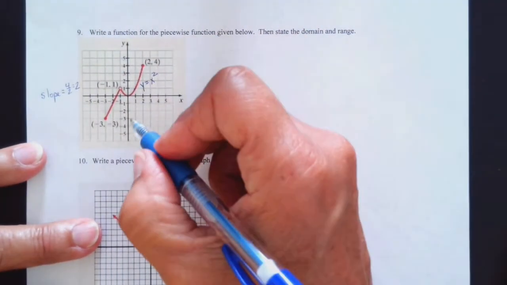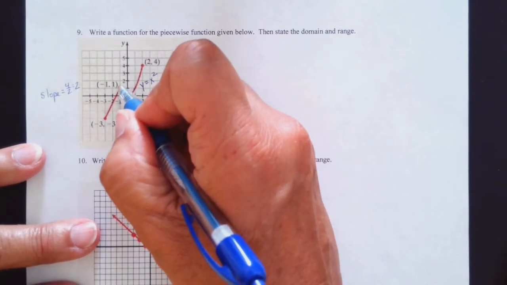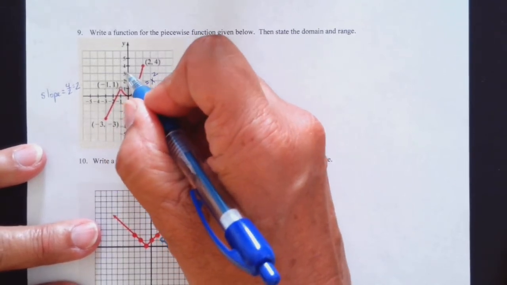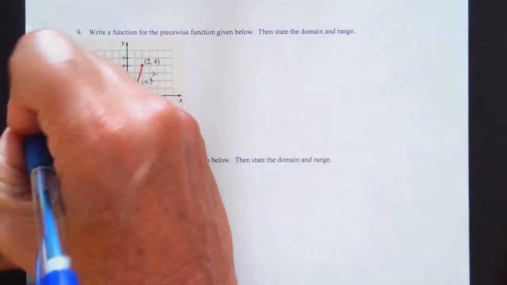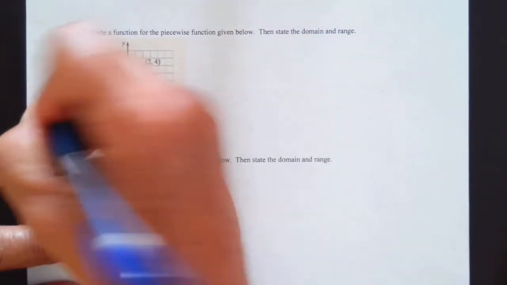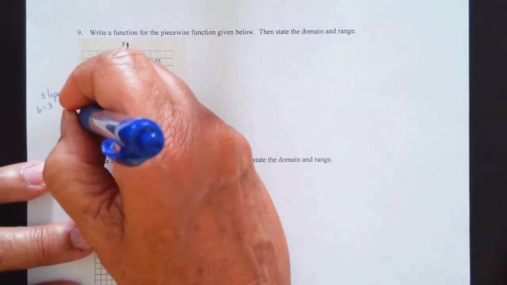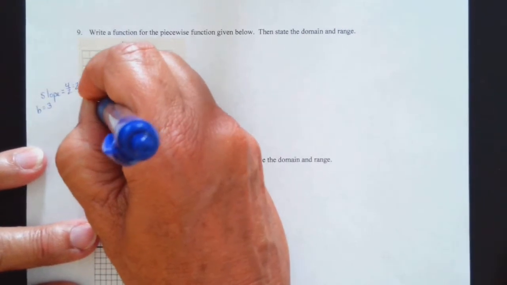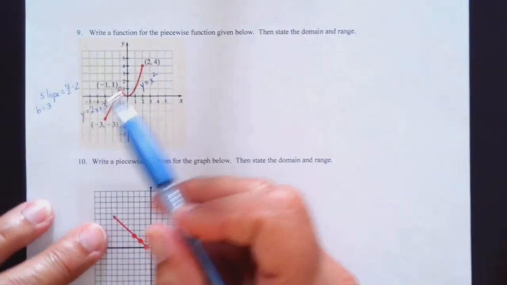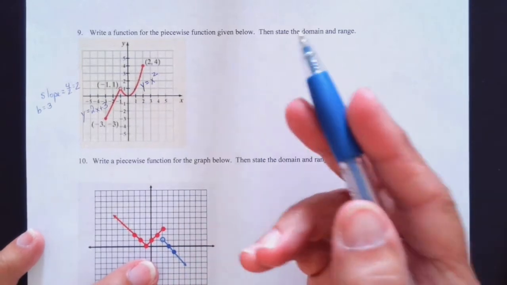Okay, the y-intercept, if I keep going, up 2 over 1, this graph would cross the y-axis at 3. So that means the y-intercept is 3. All right, so now I can write the equation of this line, which is y equals 2x plus 3. Okay, so now I have my two equations. So you always want to do that first before you try to write your piecewise.